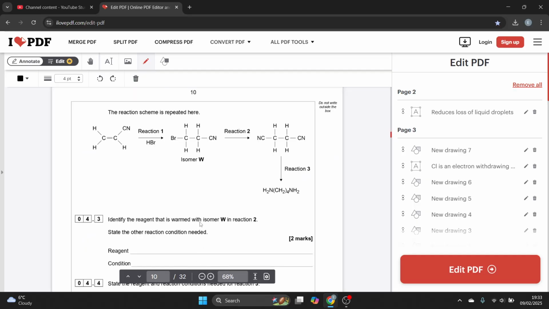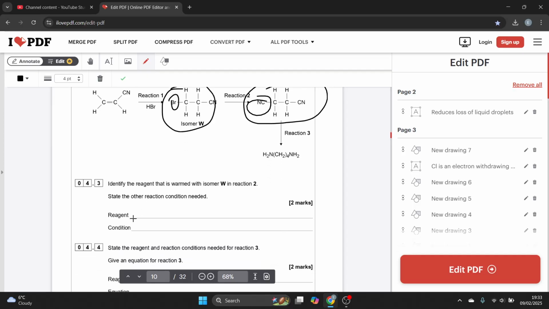Identify the reagent that is warmed with isomer W in reaction 2. So I'm going from here to here. What's happened? I have replaced this Br group with a CN group. So KCN, aqueous and ethanol. Aqueous and ethanol.